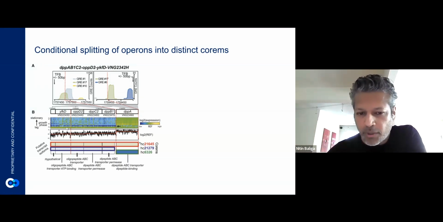But when the cells go into mid to late log phase, there's a break that appears right here. So transcription terminates over here. And then as you go further up into the growth curve, you see that transcription comes back up for some of these downstream genes. So how is this accomplished at the mechanistic level? You can see it's partly explained by the locations of these transcripts and the promoters that I mentioned earlier.